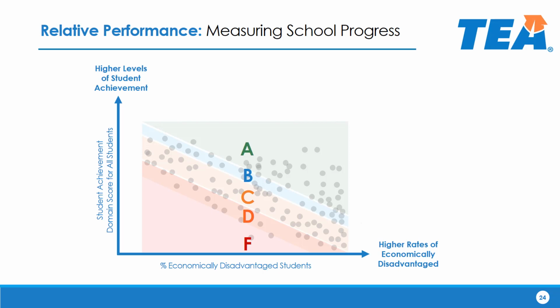The slope of the lines will all be the same. The grades will be determined by how far above or below the average line a district or campus falls. This is an area where we would like feedback. Where should the cut points be?